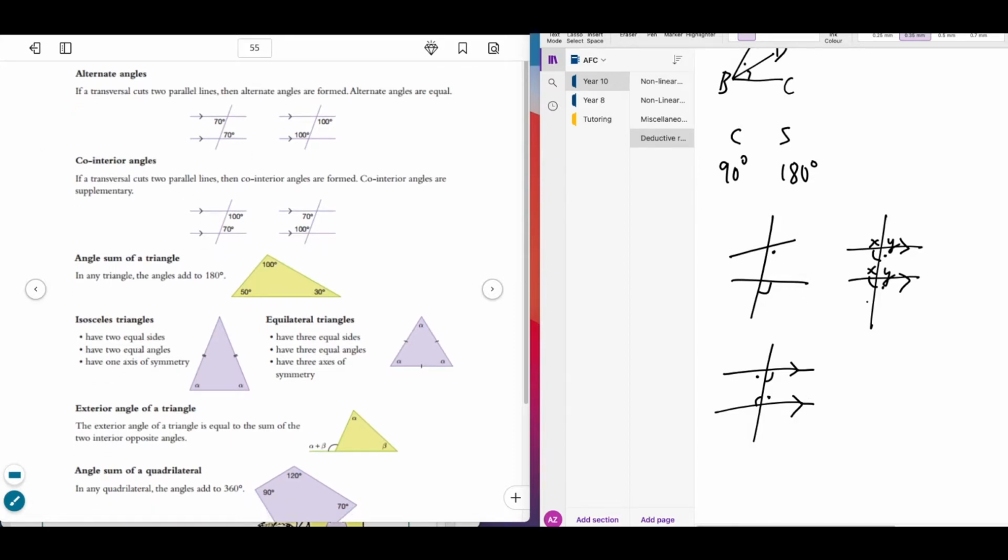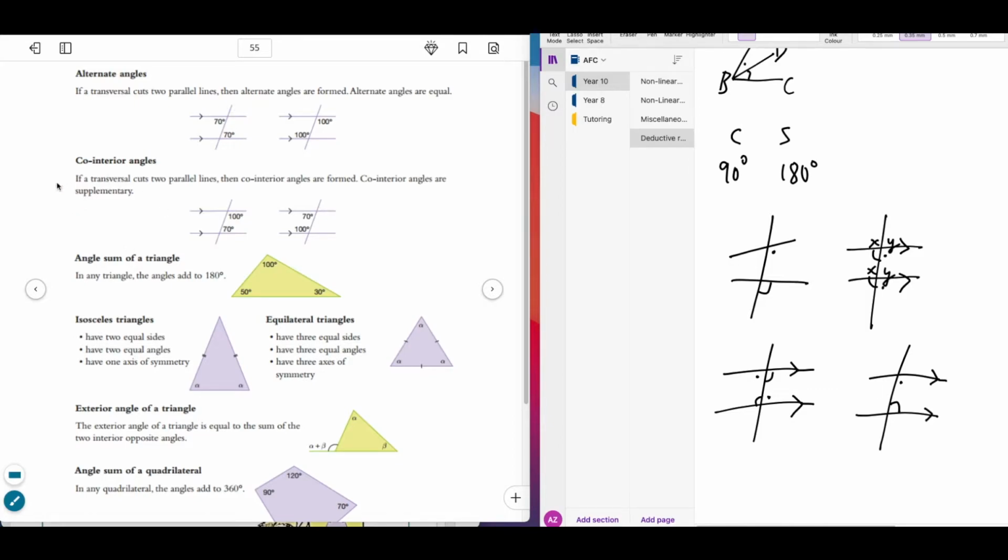Co-interior angles, you can think of it looks like a C. Okay, so these two angles, these are co-interior, and when on parallel lines, these angles add up to 180 degrees. If a transversal cuts two parallel lines, then co-interior angles are formed. Co-interior angles are supplementary. So when they say supplementary, they mean they add up to 180 degrees.